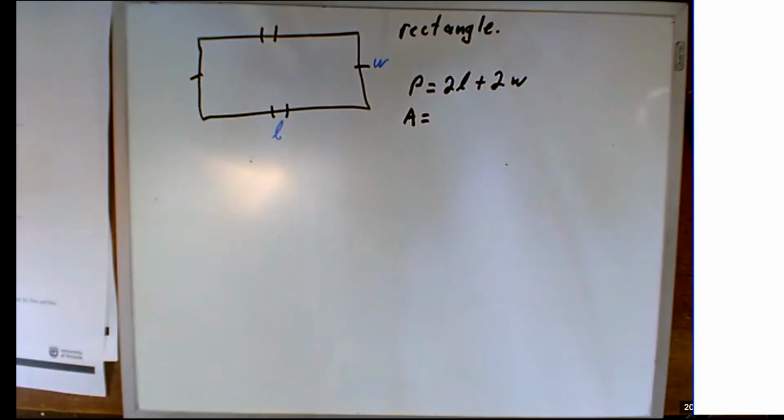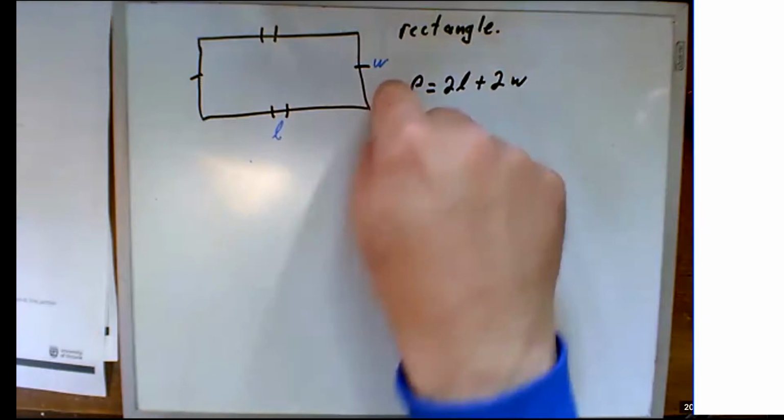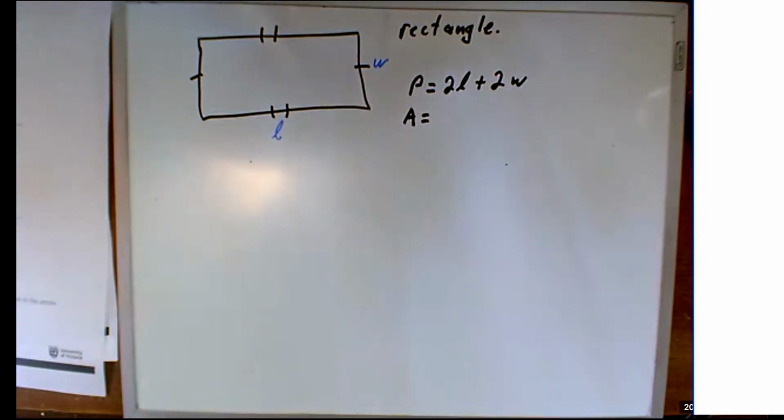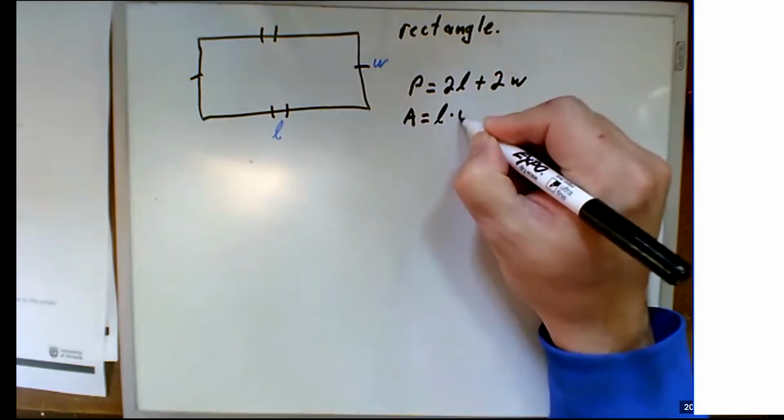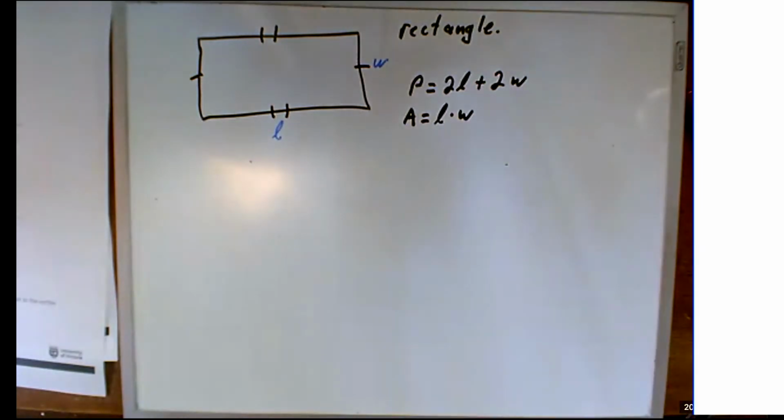Area, on the other hand, is going to be taking these sides and multiplying them together. So our area in this case is going to be length times width. And that's it, that's all. Makes it very, very simple.